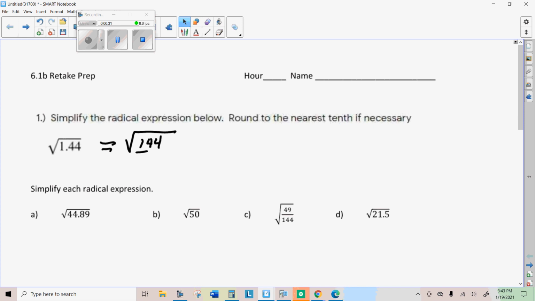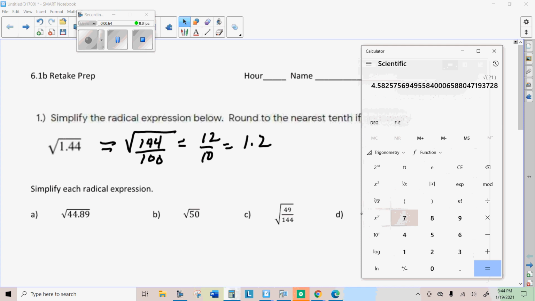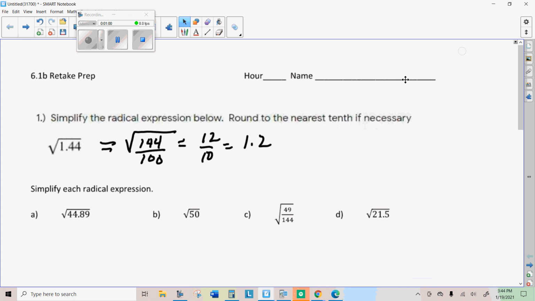As a fraction, it's 1 and 44 hundredths, which is 144 over 100. And since both those numbers are perfect squares, the square root of 144 is 12, the square root of 100 is 10. I can write it as 12 tenths, which is 1.2. Or on my calculator, I can just do the square root of 1.44, and it tells me it's 1.2.